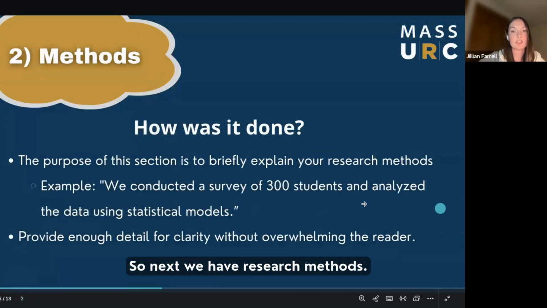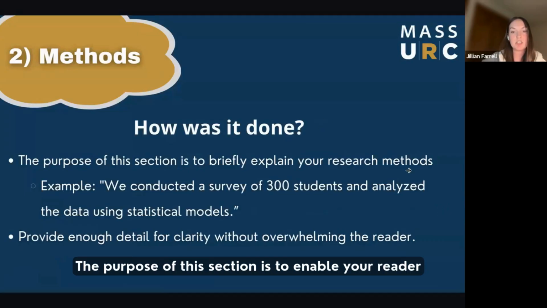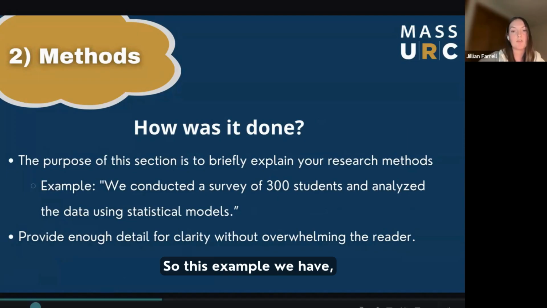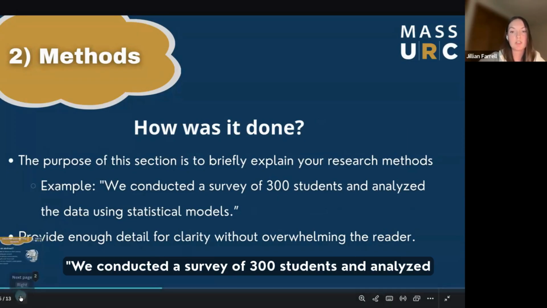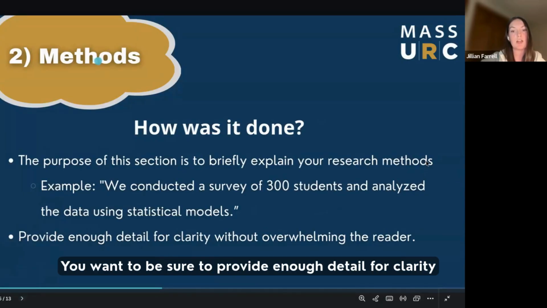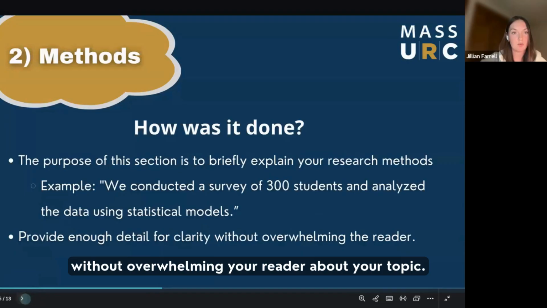Next we have research methods. The purpose of this section is to enable your reader to understand how you conducted your research. You want to include information such as sample size, duration of the study, etc. In this example, we conducted a survey of 300 students and analyzed the data using statistical models. You want to be sure to provide enough detail for clarity without overwhelming your reader about your topic.